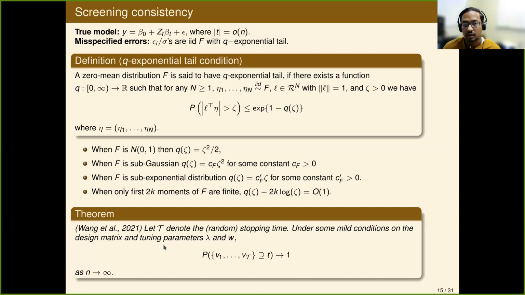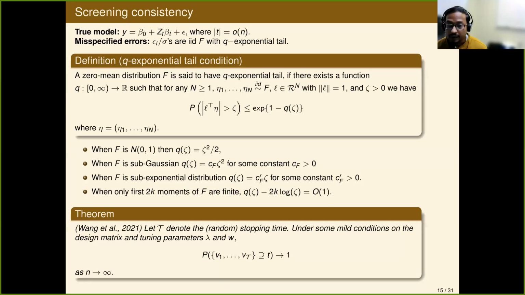this process has a sure screening property, in the sense that if tau is the random stopping time when the posterior probability decreases (it's a sequentially increasing probability, but the first time it decreases, we stop), then under some mild conditions on the design matrix and tuning parameters lambda and w, the probability that the first script t many variables include the important variables converges to 1 as the sample size goes to infinity. And this is in the ultra high dimensional setup. So that's the screening property, sequentially checking variables one by one.